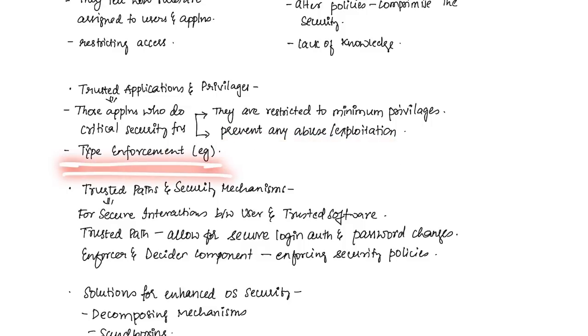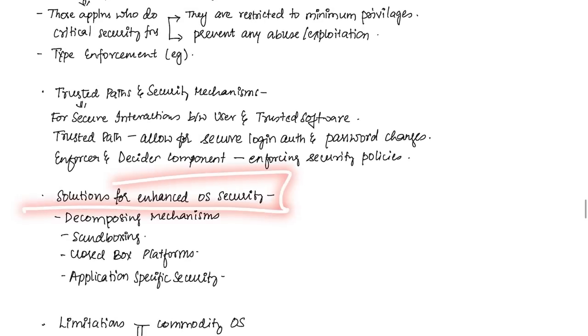An example here is type enforcement. Type enforcement is a type of security measure where we limit the privileges given to the applications, thereby avoiding any unauthorized access to the data present inside the applications. Next, we have solutions for enhanced OS.